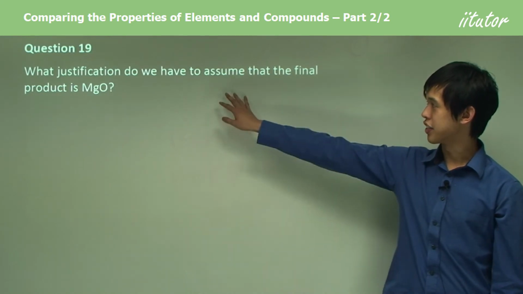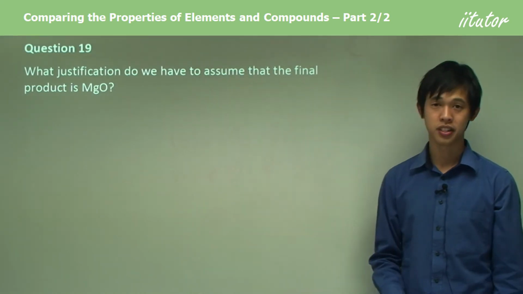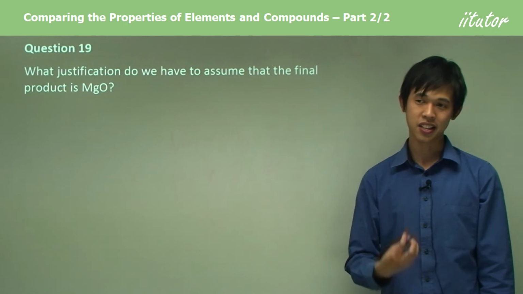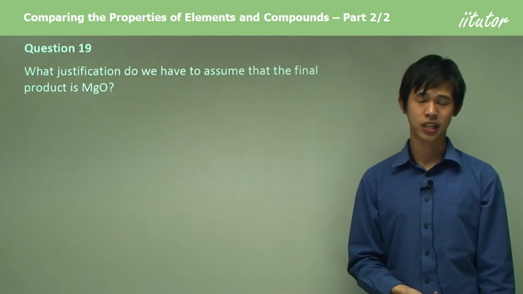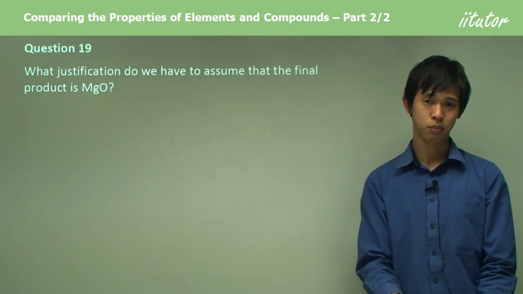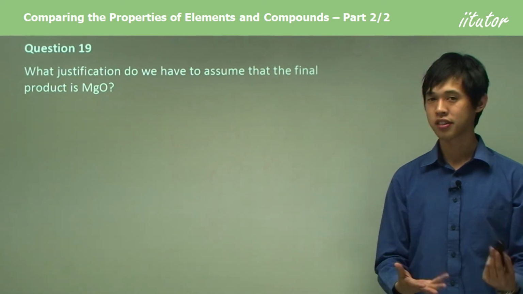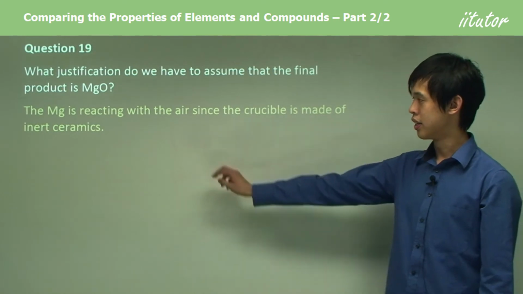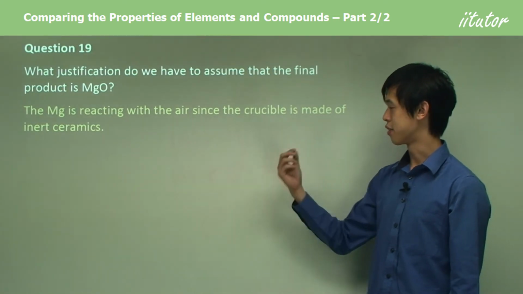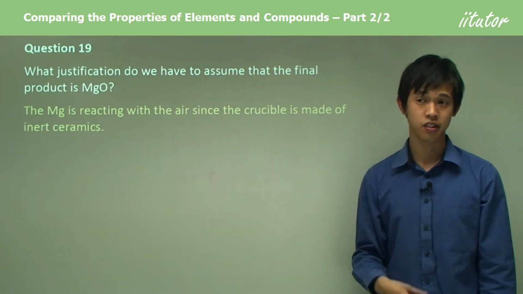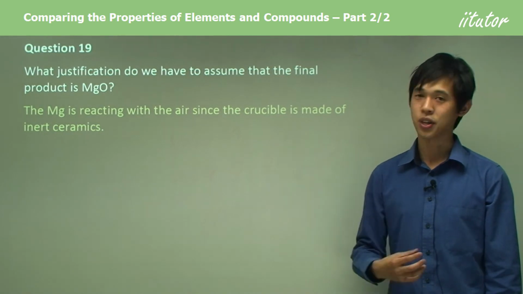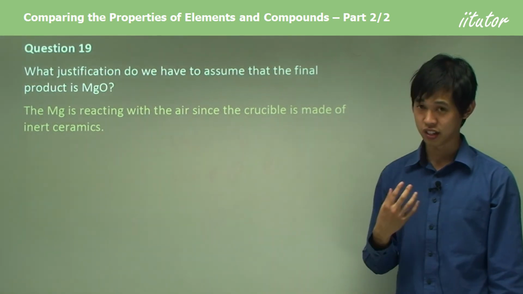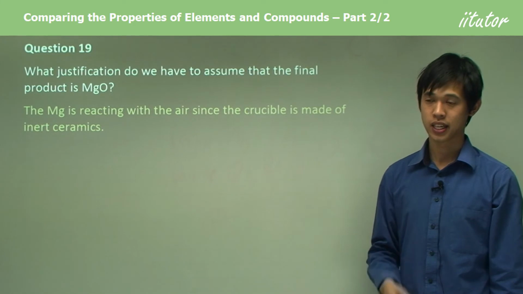So what justification do we have to assume that the final product is magnesium oxide? Now that it's in the crucible, how do we know that it's magnesium oxide? I could just be telling you something that could be wrong. But there are lots of things that give us evidence that it is magnesium oxide. So the Mg is reacting with the air since the crucible is made of inert ceramic. So ceramics are very inert. They don't want to react with anything. We know that it's not going to be the ceramic that's interacting with the magnesium.